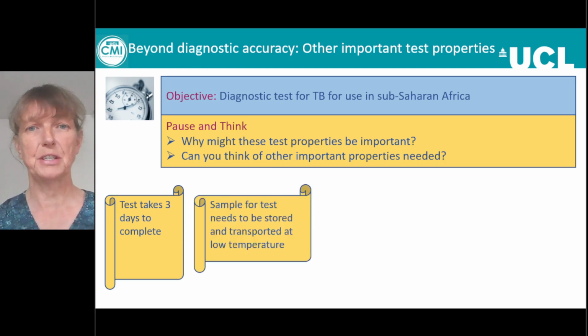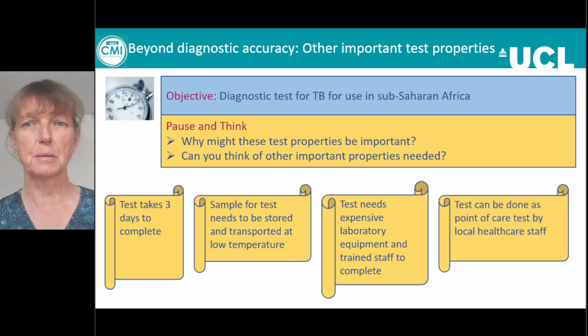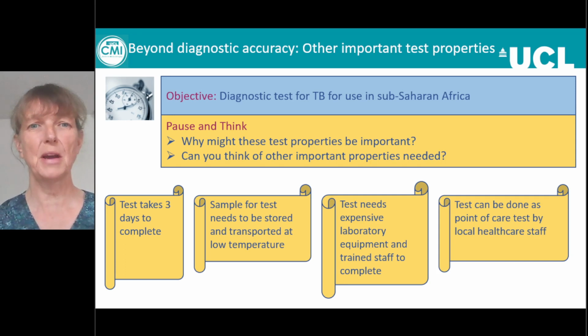The sample needs to be stored and transported at low temperature. The test needs expensive laboratory equipment and trained staff to complete, and the test can be done as a point of care by local healthcare staff. Okay, pause the video and think about why these properties might influence whether a test was actually useful in sub-Saharan Africa, where there may not be access to laboratory facilities, and think of other important properties you would like to know about a test for TB.